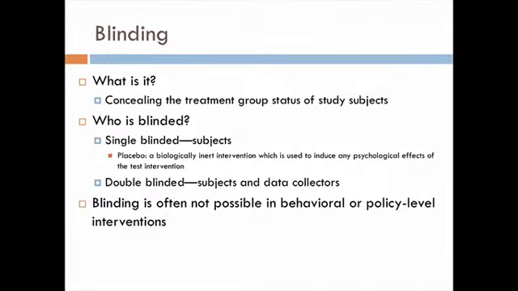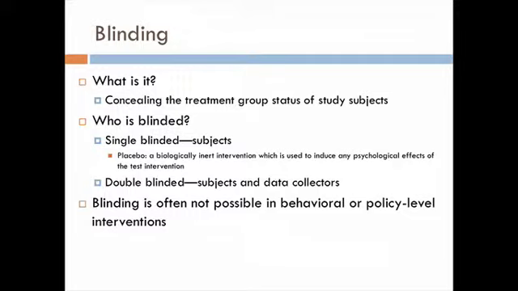Okay, so we already talked a little bit about blinding. Specifically, it's concealing the treatment group status of your study subjects. So you don't know who got what, who got intervention, who got control. We can do a single blinded where the subject themselves doesn't know what treatment condition they're in. We can also do, as I said, double blinded where the subjects and the data collectors don't know who's in what, and they're just collecting their data with everyone looking the same.